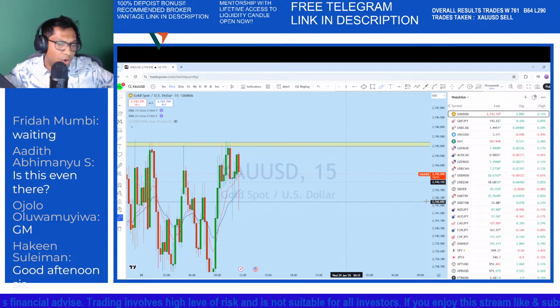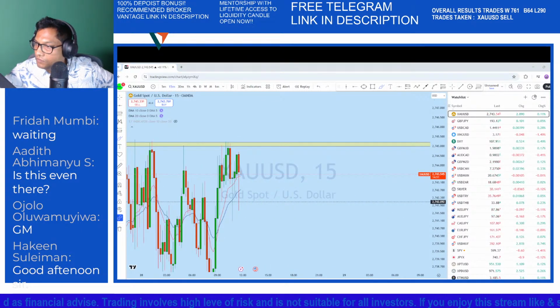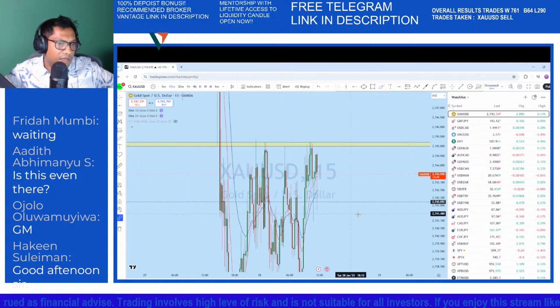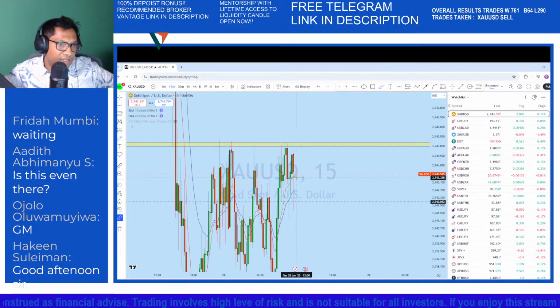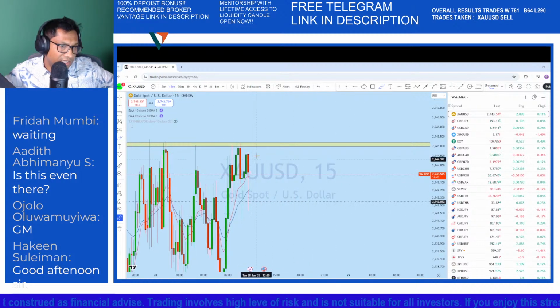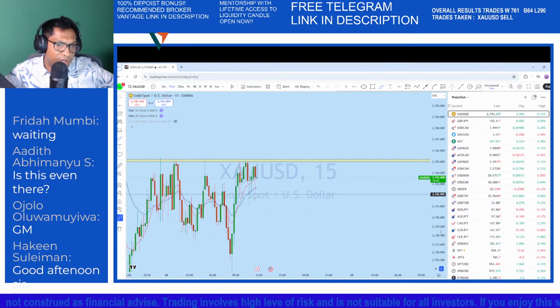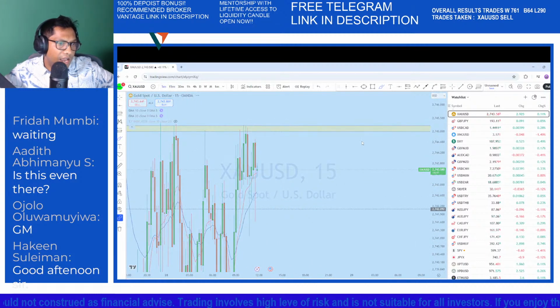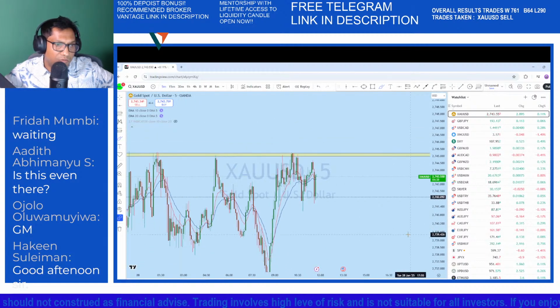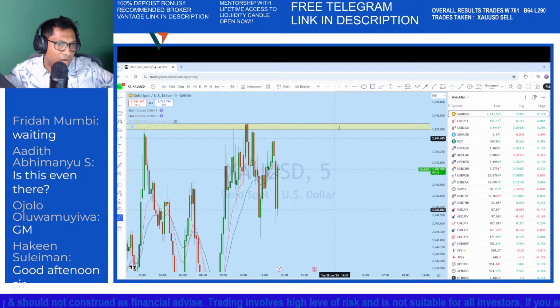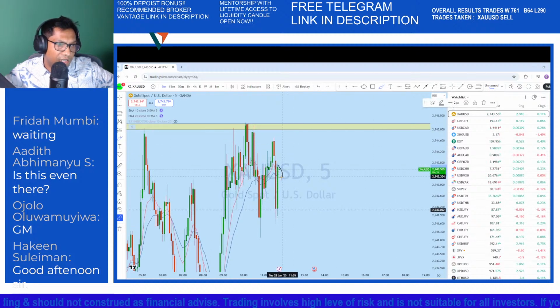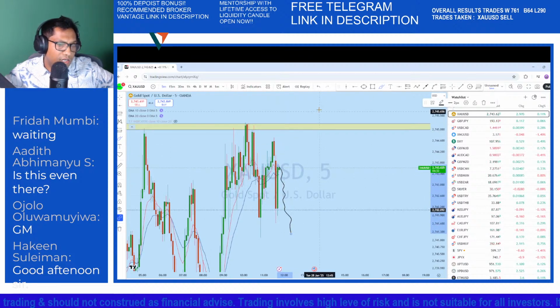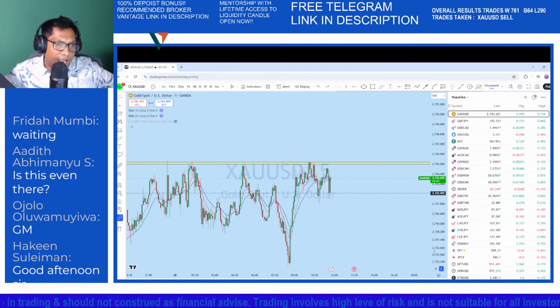On the lower time frame price action, I was expecting a further drop, but we can see there is a little bit of buying pressure. With that buying pressure, what I think we can expect is for the price to continue to the downside here.